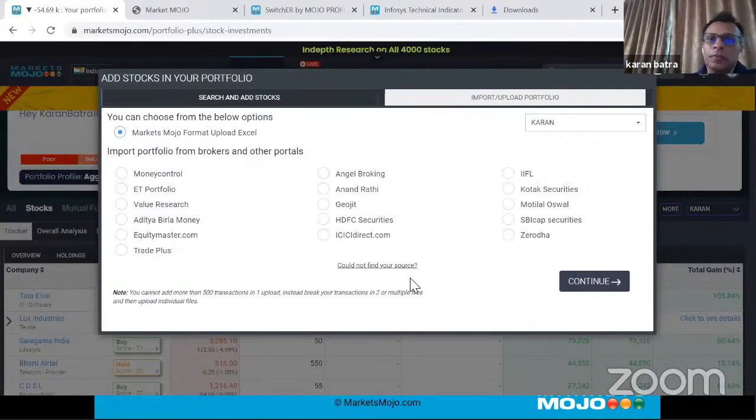Now, we've provided some gateways where you can upload your portfolio from. There is also the MarketsMojo format, which is very simple, 3-4 columns. Just put the stock name, the date, the quantity, the price, and you can upload it.